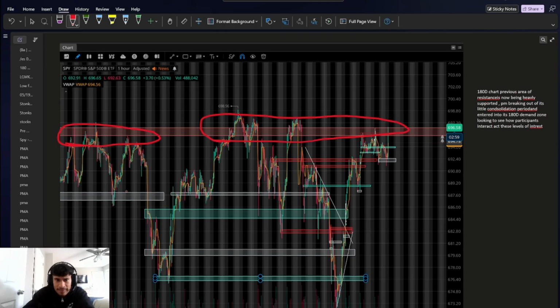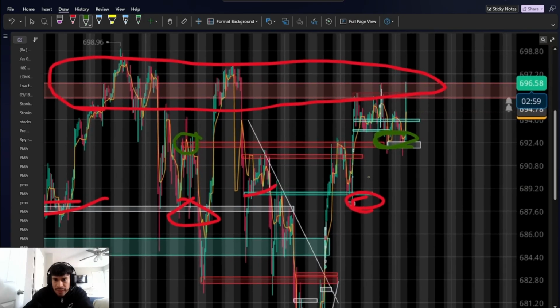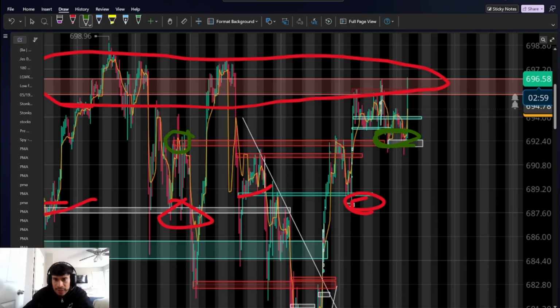And then we have our area of supports. It came over here, got supported, came over here, got supported. And what I was noting was this previous area of resistance is now acting as a support here. So just like the previous day, it created a higher level of support. As you guys can see, a pretty similar pattern.